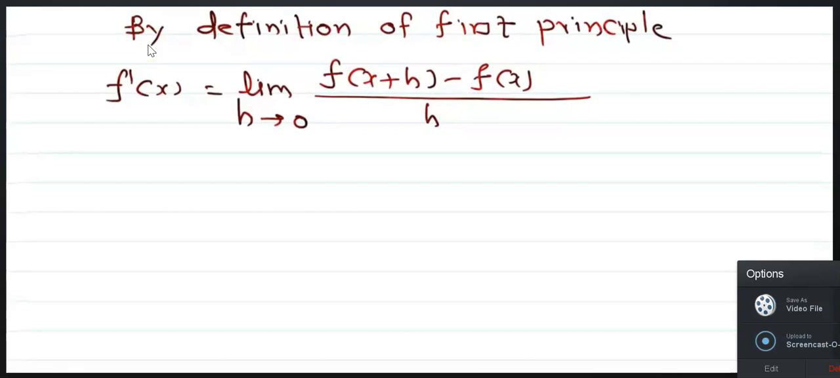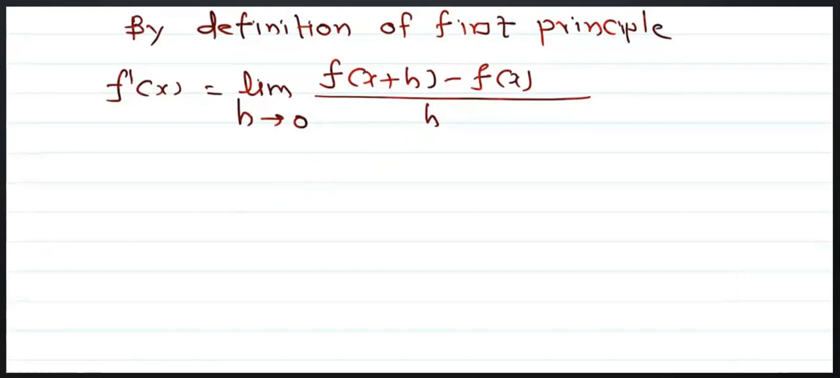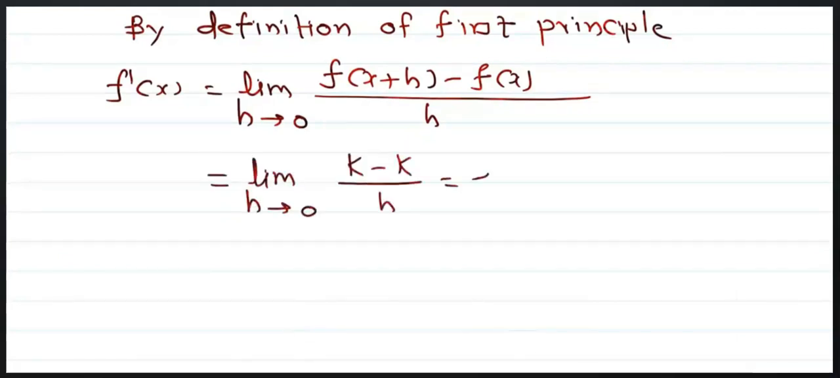Means what? f dash of x. If there is a 2 dash, then it is the second differentiation. If there is a 3 dash, then it is the third differentiation. Now this is the definition of the first principle, that is f dash of x is equal to limit h tends to 0, f of x plus h minus f of x upon h. Now we will substitute the values. Limit h tends to 0.